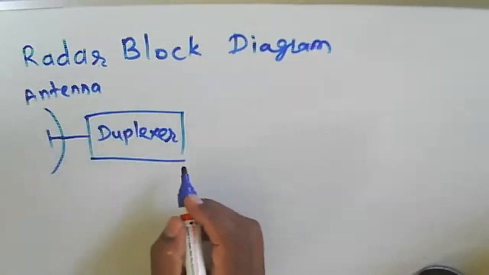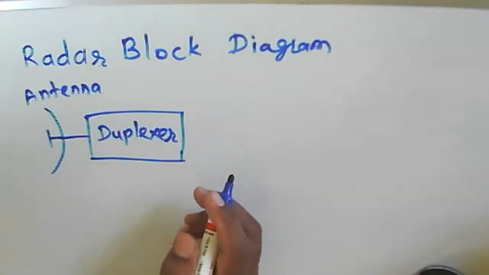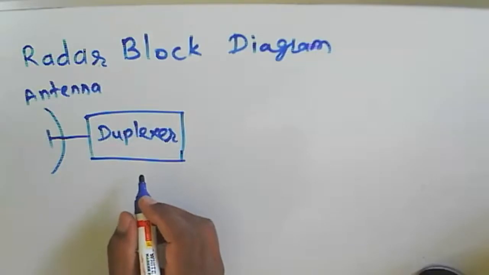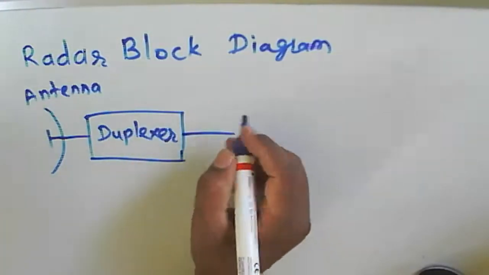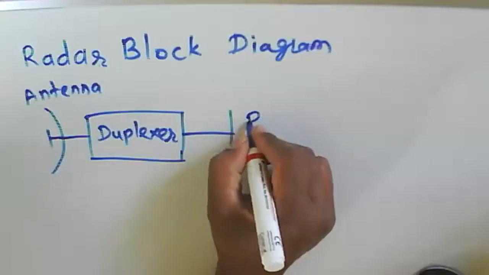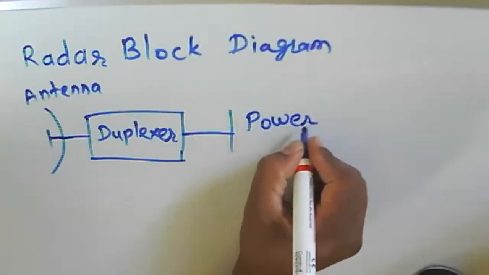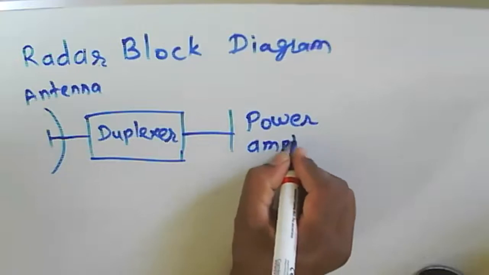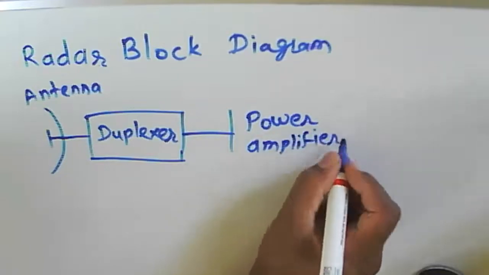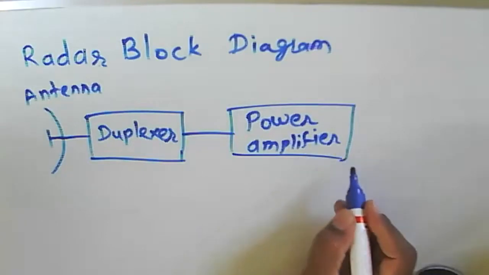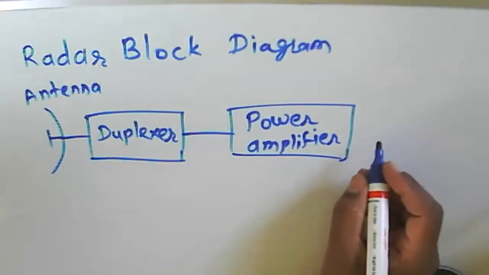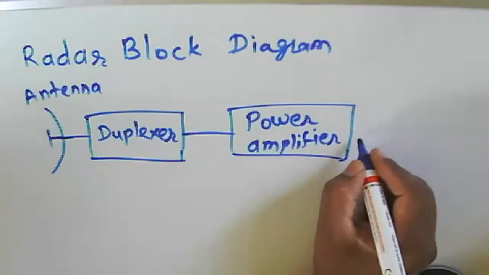Okay, the duplexer is used to differentiate the transmitter and receiver there. So we are supposed to consider that this block is about a transmitter. So we say that the power amplifier. This one is about a requirement for the amplifier. What will be the amplified power requirement here?